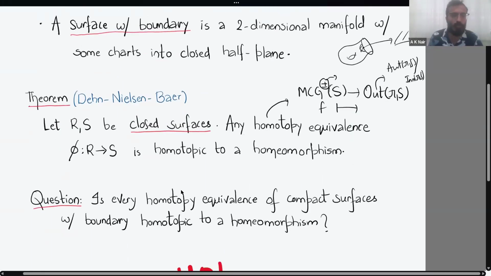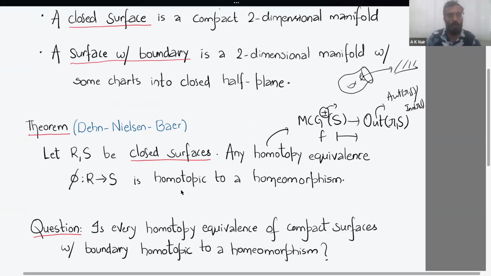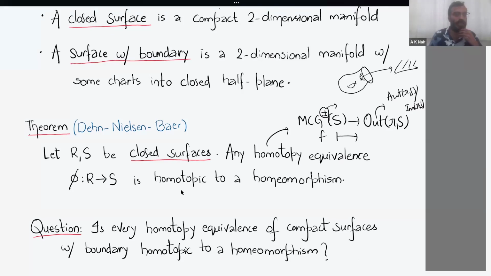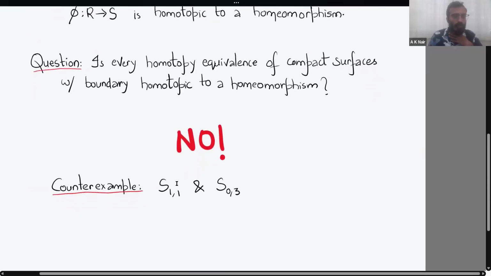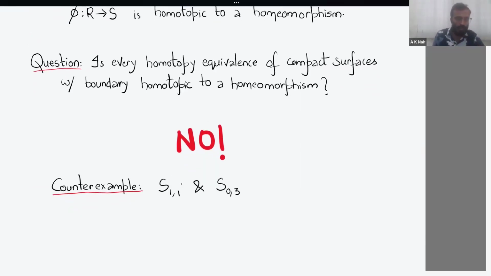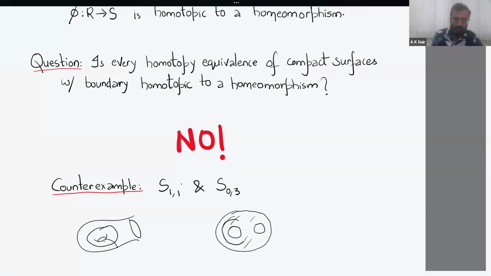Now a natural question is to ask what happens if, instead of closed surfaces, you ask the same question for compact surfaces with boundary. Is any homotopy equivalence homotopic to a homeomorphism? And the answer is no. It is not true, because of examples like this: if you take a one-holed torus, and you take a pair of pants, or maybe a better way of seeing this is to think of this as the pair of pants. So this is your surface.